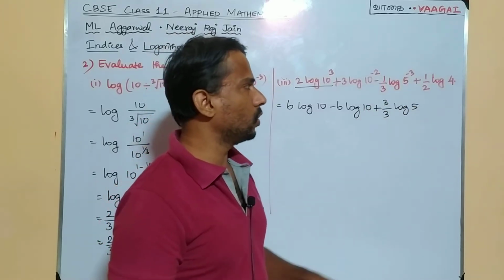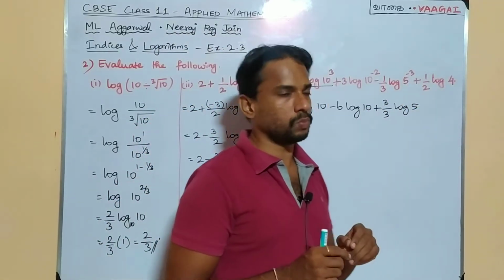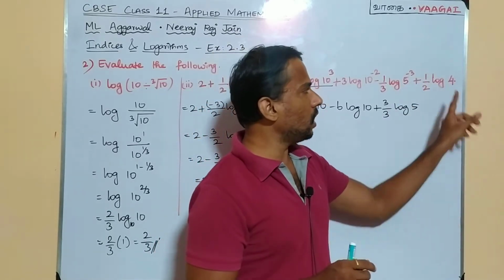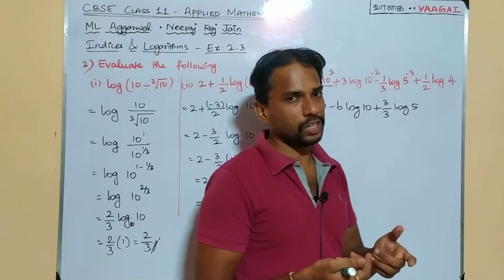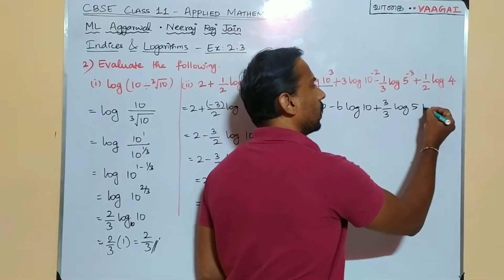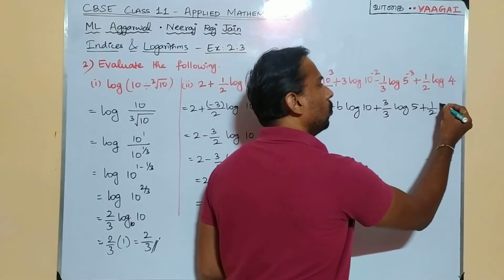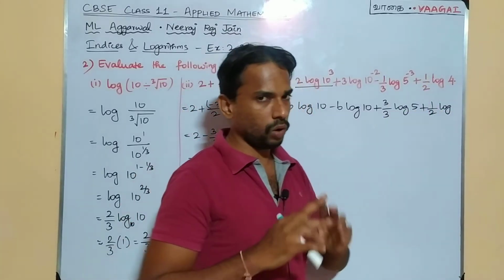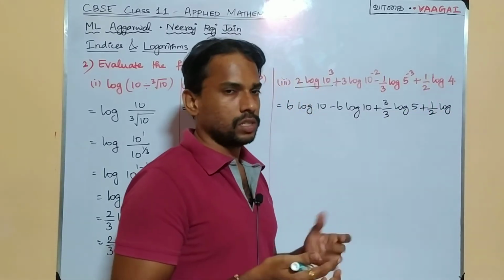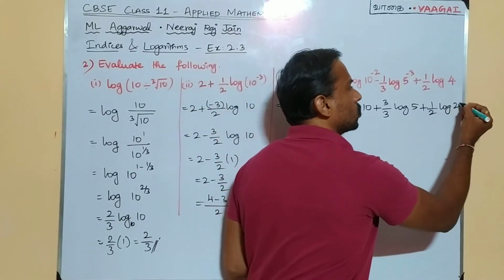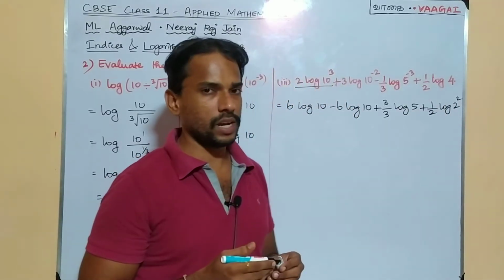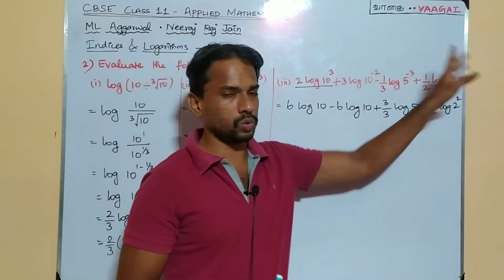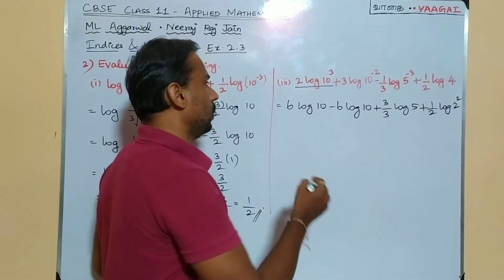What next I am going to do here is a small adjustment. Here we have 1 by 2 into log 4, right? Here alone I am going to do a small adjustment. I am going to write this as half into log of that 4, which I am going to rewrite as 2 square. I have a reason, I will reveal that. So that 4 I am going to replace as 2 square. Yes, fine. Now continue the steps.